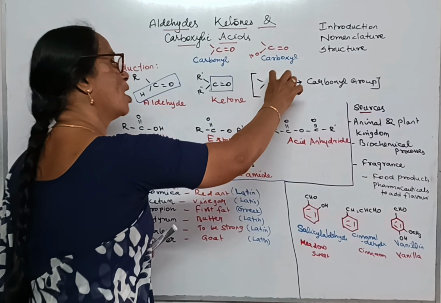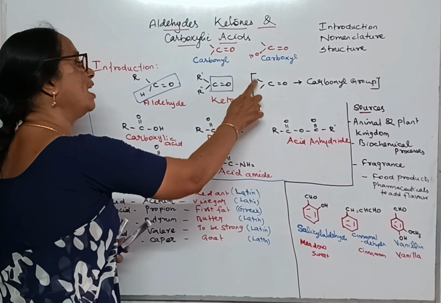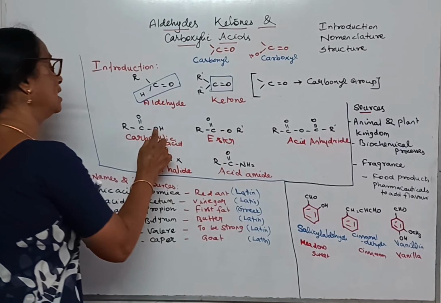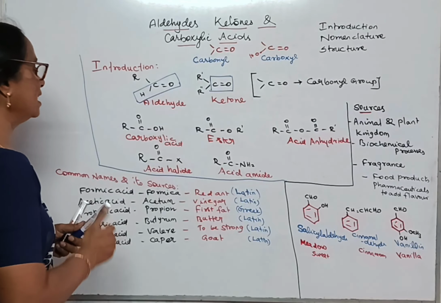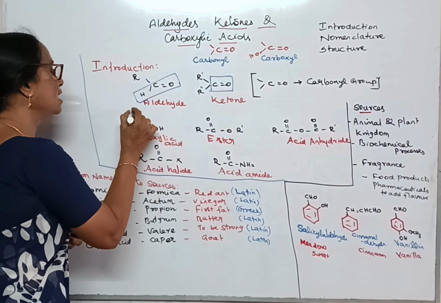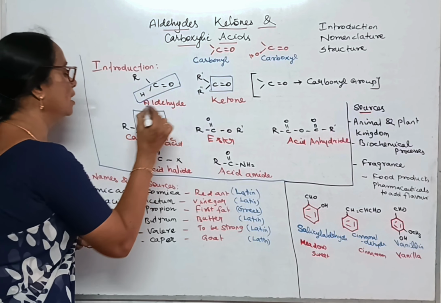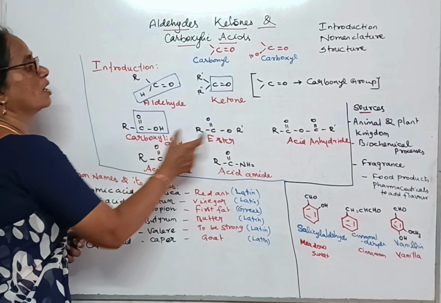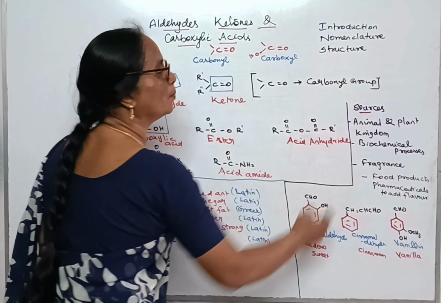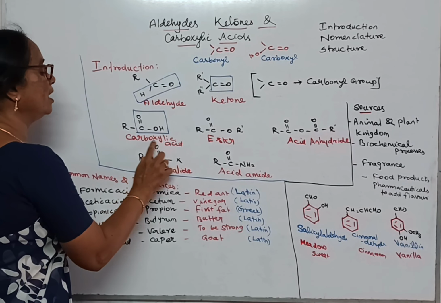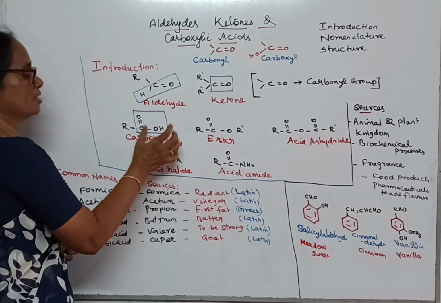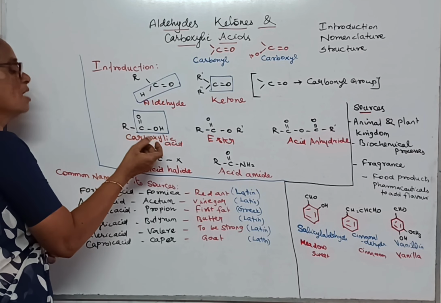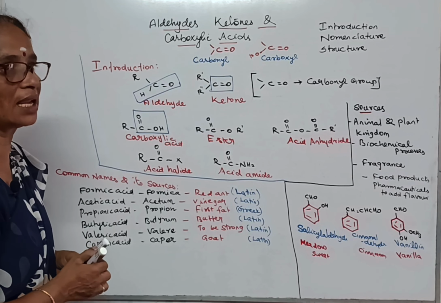In the same carbonyl, when one of the valencies is satisfied by an alkyl group and the other by a hydroxyl group, then it is said to be a carboxylic acid, whose functional group is COOH. In the name, from carbonyl you get carbo, from hydroxy you get oxy. So when both hydroxyl and carbonyl are present together, it is known as carboxylic acid.